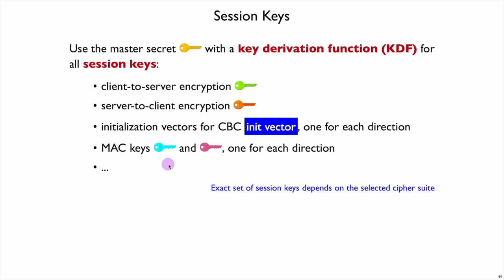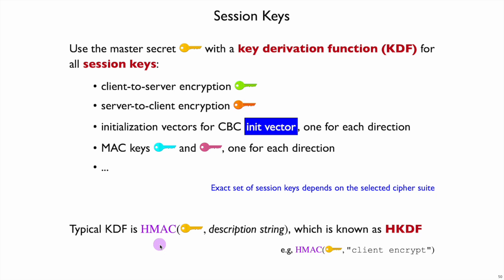And also the client and server will derive some keys that are used for message authentication codes to ensure integrity of the communication. So the exact number of session keys and the way they're extracted depends on the cipher suite, but let's imagine that there's 6 right now. Encryption in each direction, MAC in each direction, and init vector in each direction.